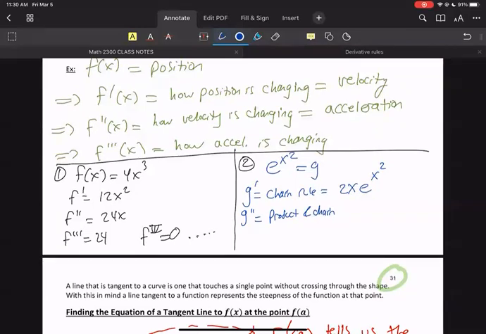Right? And I'll just write that one down real quick. So f prime g plus f g prime, right? So f prime g plus f g prime. Let's make sure that looks okay.